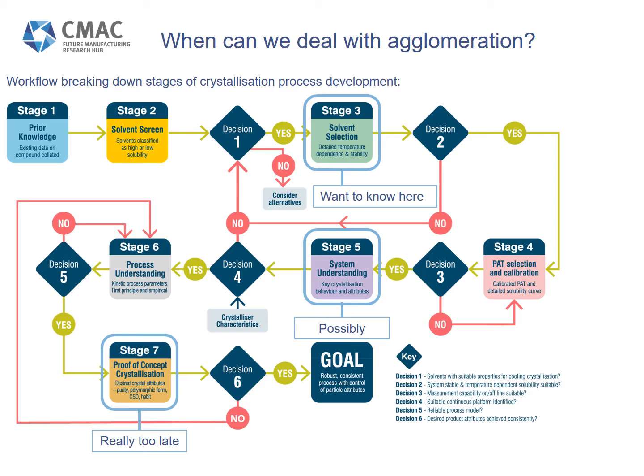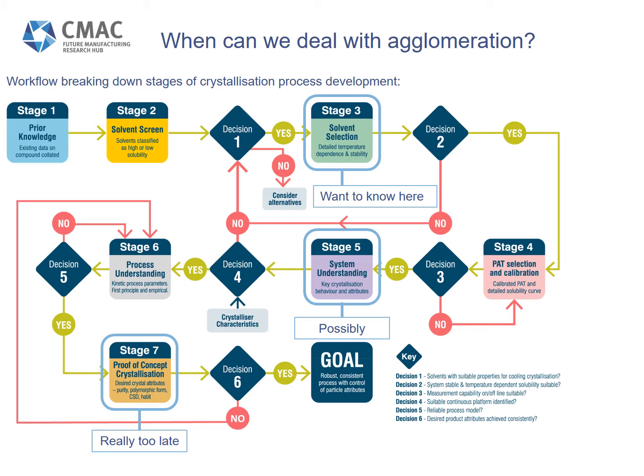So if we're looking to design the crystallization process, when might we be interested in finding out if agglomeration is a problem and how can we make changes to prevent it? What we've shown here is a workflow approach to the design of continuous crystallizations, and this covers aspects from solvent selection through to process design and execution of a large lab or pilot scale crystallization.